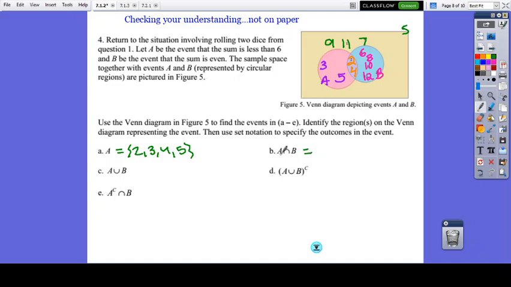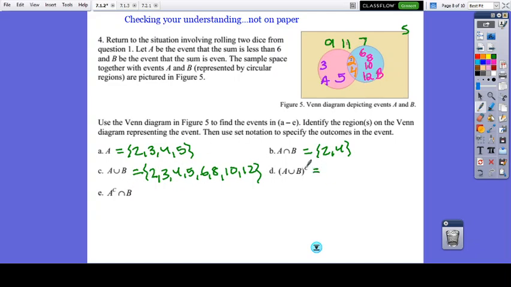Okay, A intersect B, where do they cross over each other, is 2 and 4. And notice I'm using set notation. Okay, A union B is where are both of them at. You can go in order if you want to, however you want to do it, but that's going to include 2, 3, 4, and 5, and then 6, 8, 10, and 12. If you wanted to do 3, 5, 2, 4, 6, 8, 10, 12, it doesn't matter the order as long as you get all of the correct elements.